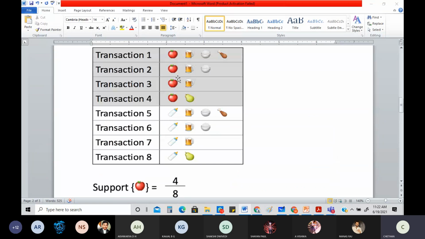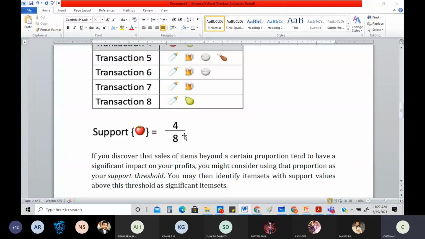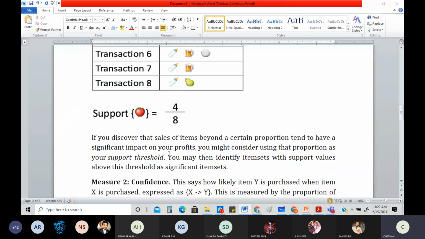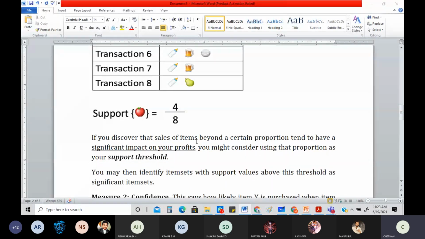Then you go to the next part. Before we go into the next part, this is something that you need to learn. What do you mean by support threshold? If you discover that the sales of items beyond a certain proportion tend to have a significant impact on your profits, then you can consider that as your support threshold. What is the meaning of that? It means only one thing: you can keep that as a base.